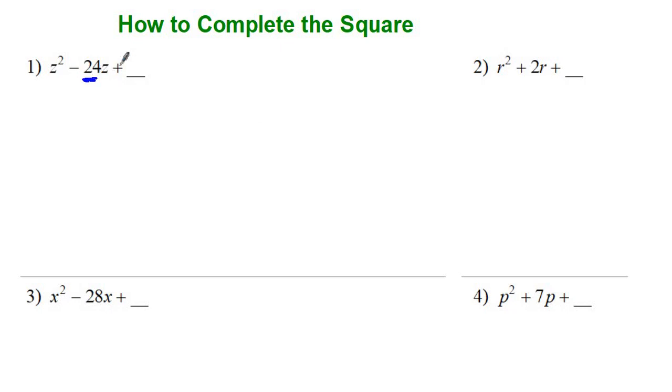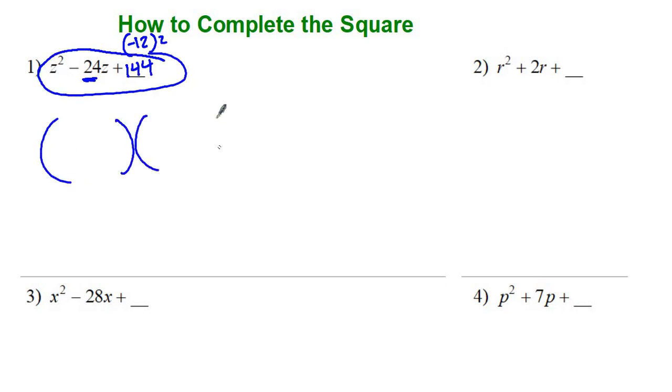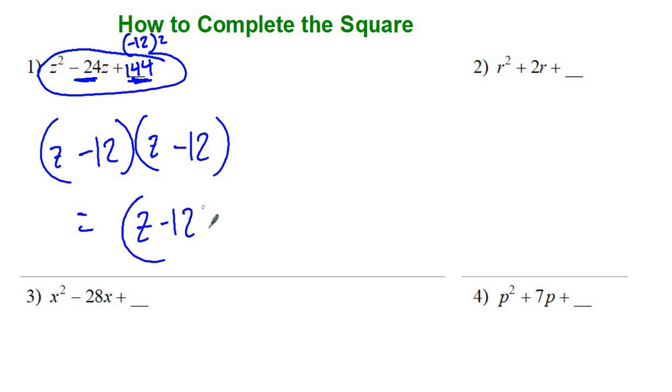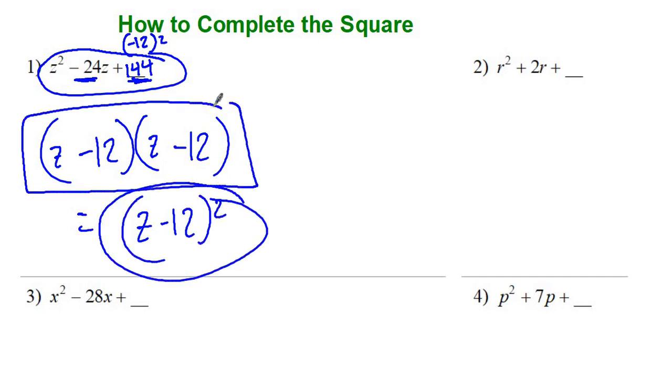Okay, so what do we need to do? We need to take half of that number, which is negative 12, and then we square it to get 144. This is now a perfect square. What does that factor to? What numbers multiply to positive 144 and add to negative 24? That would be negative 12 times negative 12. Okay, so that's what it factors to, and we can write this a little bit more compactly like that right there, because really what we're doing here, if we're multiplying something by itself, that means we're squaring it.